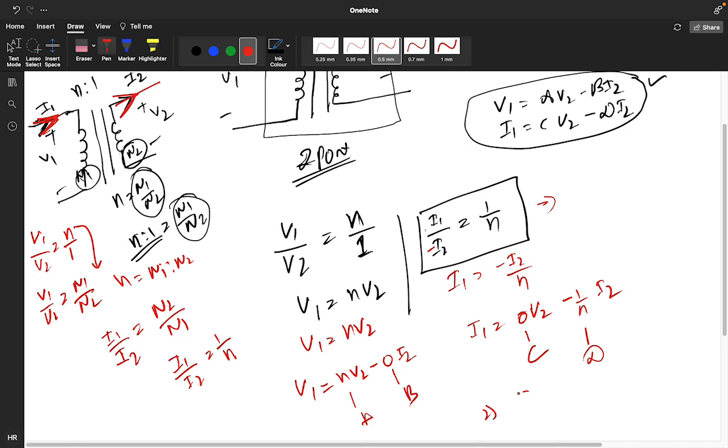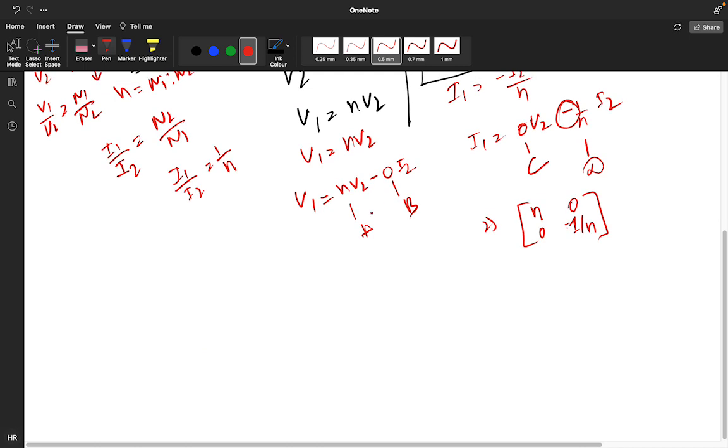So what is the ABCD parameter? The ABCD parameter is n 0 0, and because minus is there here also, we are getting 1 by n. So for a transformer, your ABCD parameter will be n 0 0 1 by n.